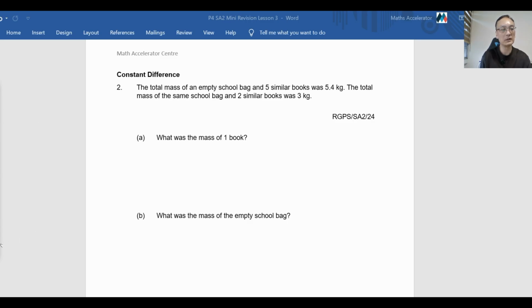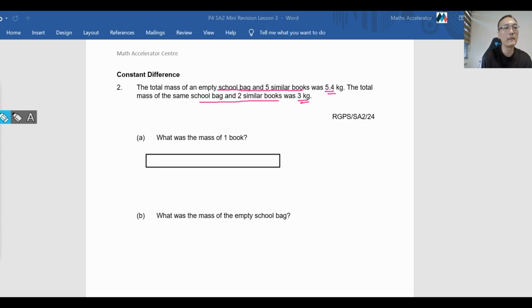Okay, let's underline some of the keywords in the question. It will include the bag with 5 books is 5.4, the same bag with 2 books is 3 kg. So the next step we're going to do is organize the keywords. So the first model will be the bag with 5 individual books.